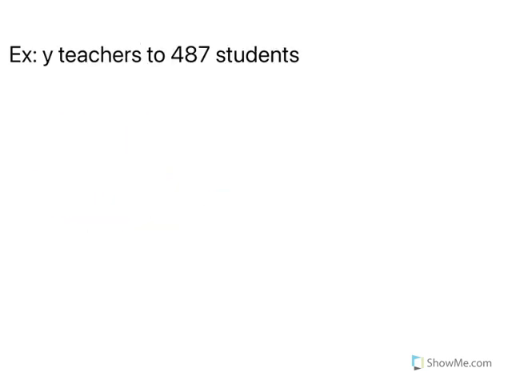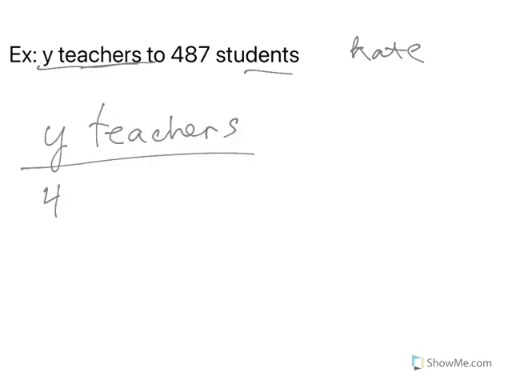Let's go to the next one. Y teachers to 487 students? Well, again, we have different units, so this is a rate. And we have Y teachers comes first. So we would have Y teachers over 487 students.